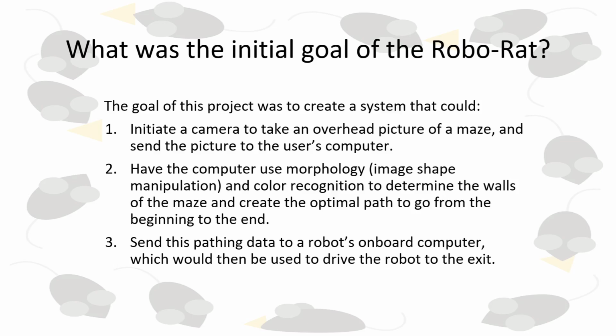The goal of the project was to create a system that would utilize a camera to take a picture of a customizable maze that would then be sent to the computer system. This system would use image processing and color recognition to detect the walls of the maze and determine the directions the robot would need to take to solve the maze. These directions would then be sent to the robot's computer, causing the robot to move through the maze in a relatively short amount of time.